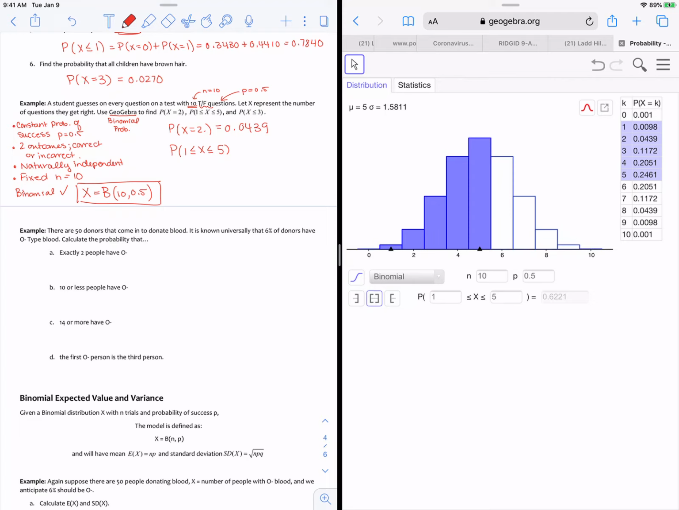So that means this probability is going to be equal to 0.6221. Okay, and the next one I'm being asked to find is the probability that x is less than or equal to 3.